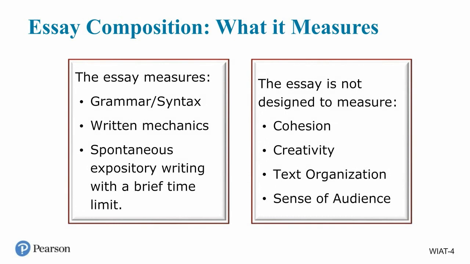The WIAT-4 essay composition subtest is a measure of grammar and syntax, written mechanics, and spontaneous expository writing with a brief time limit. Unlike essay composition on the WIAT-III, the essay composition test on the WIAT-4 is not designed to measure cohesion, creativity, text organization, and sense of audience.